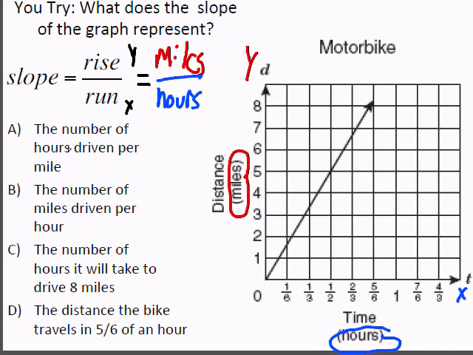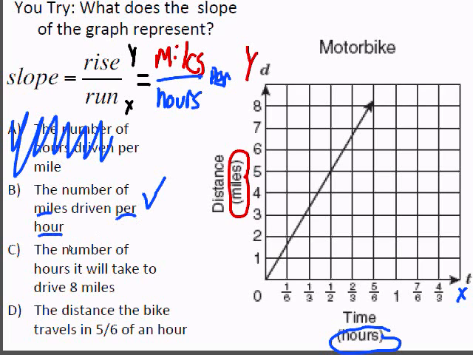So if we read answer choice A, it says the number of hours per mile. That's not right. It should be miles, and then the little dash means per, because per indicates division in a word problem. So not A. B, the number of miles driven per hour. Ooh, that looks like a pretty good match, because it is miles per hour. Again, miles per hour up at the top.